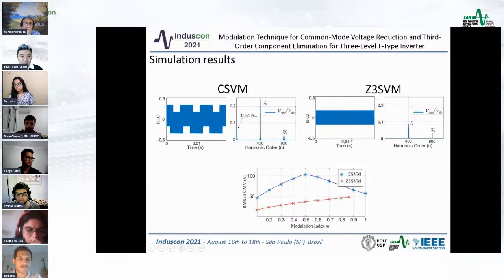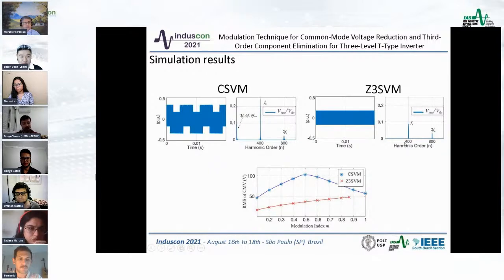So as you can see, the proposed modulation strategy doesn't have these components. So it's working, right? And we are also reducing these components at the switching frequency. You can see that in a conventional modulation strategy, we have these components much higher than in the proposed strategy.